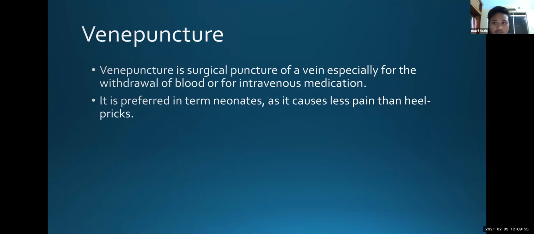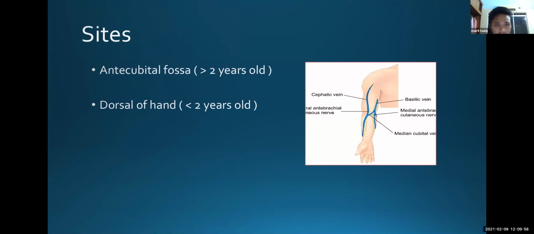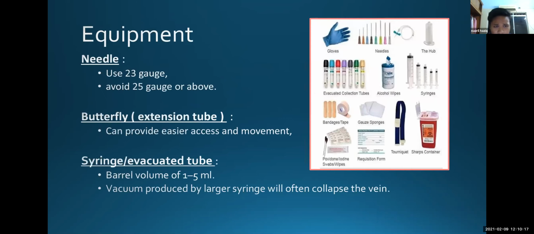So basically, we want to collect the blood sample for the patient. For the sites, for children that are more than 2 years old, we usually use the antecubital fossa. And for children less than 2 years old, we use the dorsal of the hand. For equipment, it is quite similar to peripheral IV cannulation.